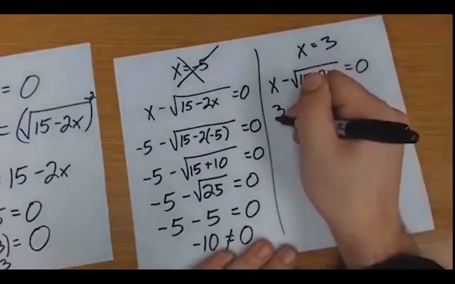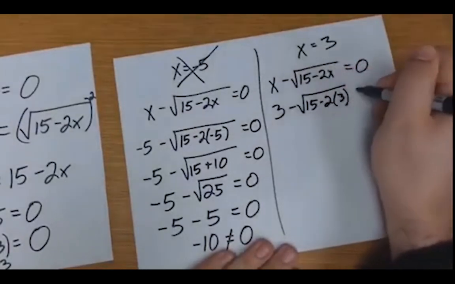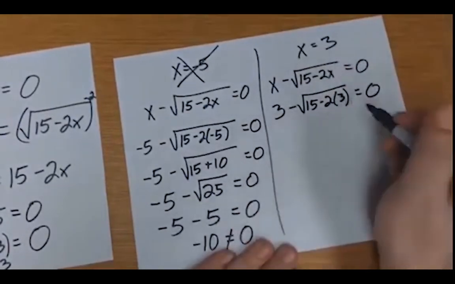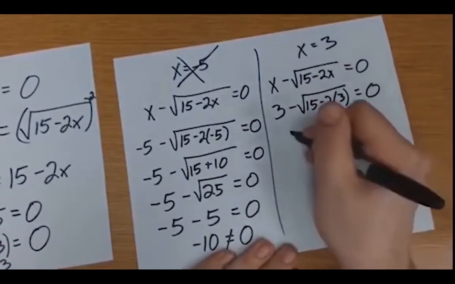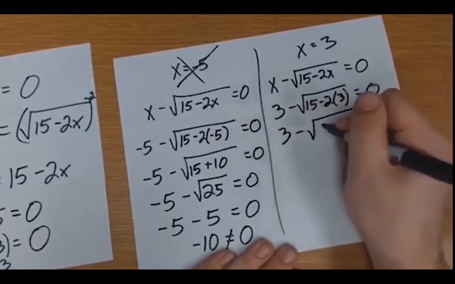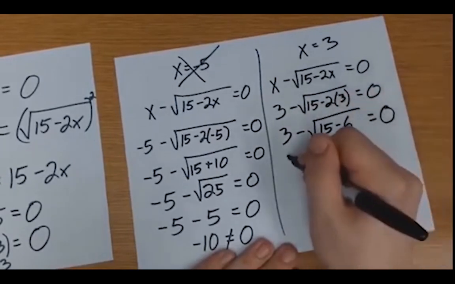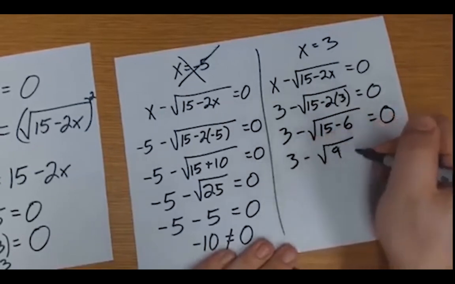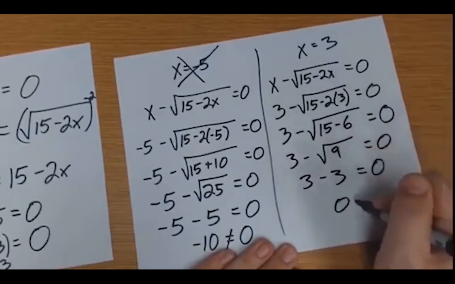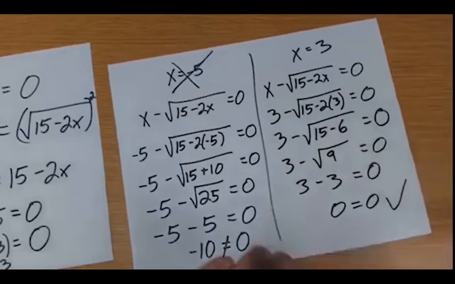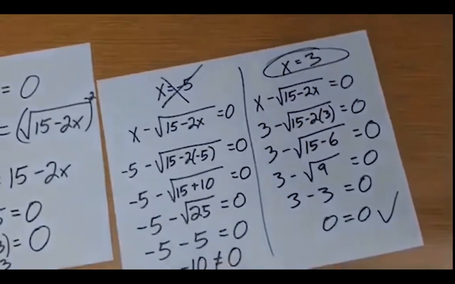Try it with 3. 3 minus radical 15 minus 2 times 3 equals 0. 3 on the outside here. 3 minus radical 15 minus 6 under the radical equals 0. 3 minus radical 9 equals 0. 3 minus 3 equals 0. 0 equals 0. Check. So x equals 3 is our only answer.